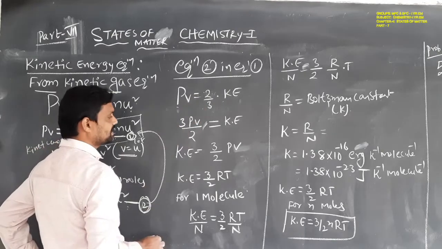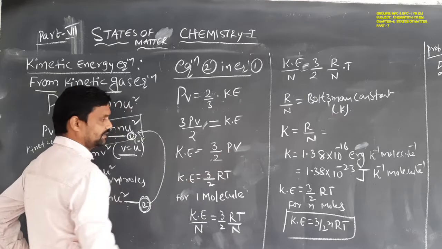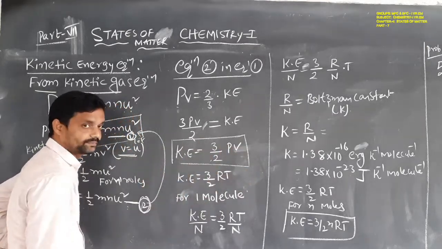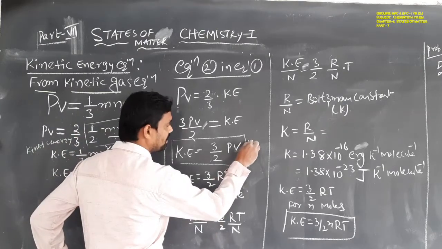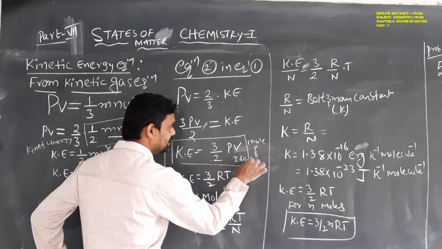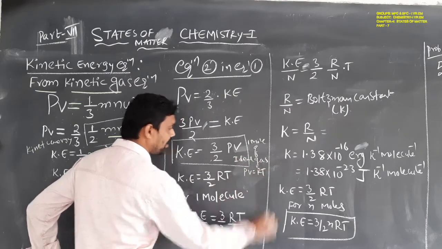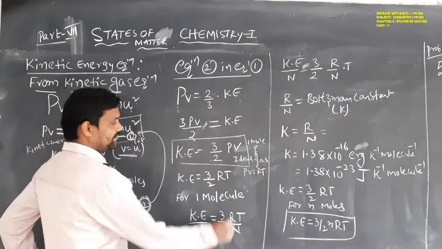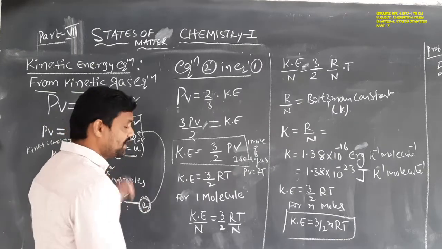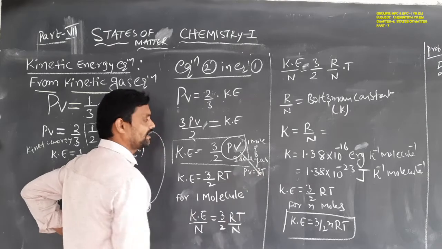On cross multiplication, finally we get KE is equal to 3 by 2 into PV. Already we know the 1 mole ideal gas equation. What is that? PV is equal to RT is the 1 mole ideal gas equation. So in place of this PV, we should substitute RT.